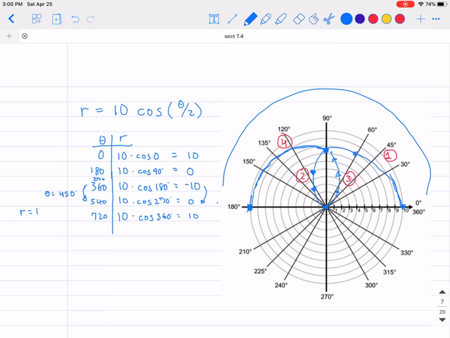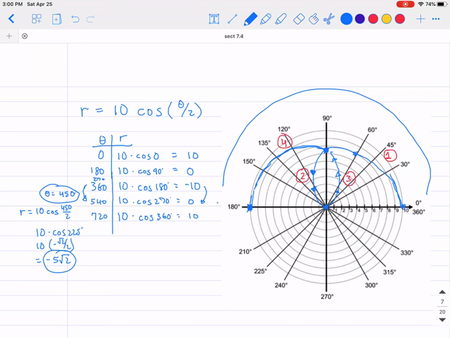So let's see, sneaking in 450 degrees for theta, just like we did before, right? If theta is equal to 450, then we have 10 multiplied by the cosine of 450 divided by 2. So 10 multiplied by the cosine of 225, and so 10 multiplied by negative root 2 over 2. So that's going to give us negative 5 root 2. So this coordinate right here is 450 comma negative 5 root 2.